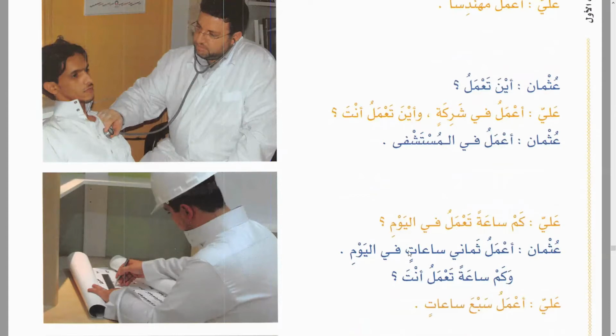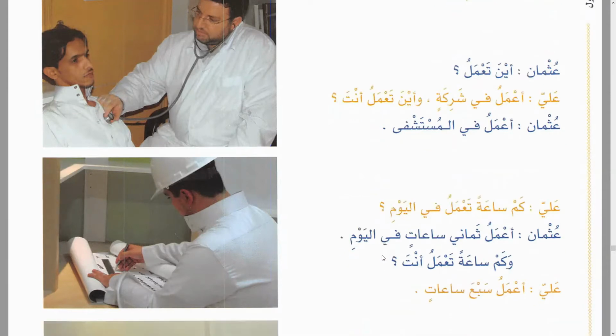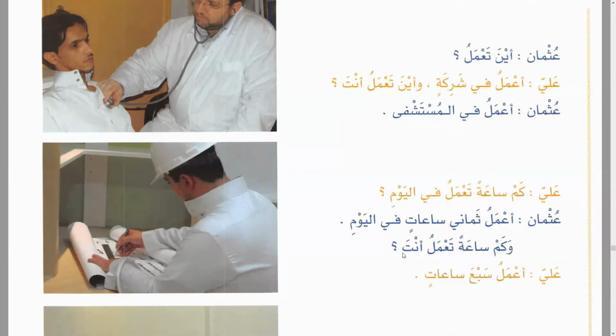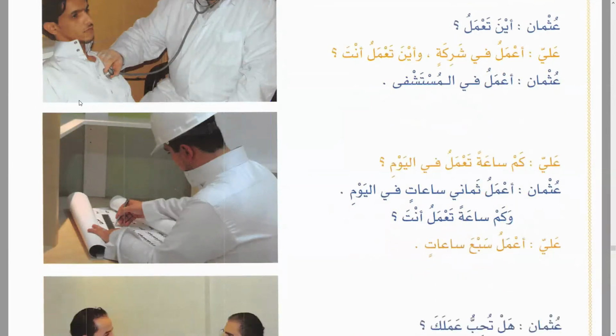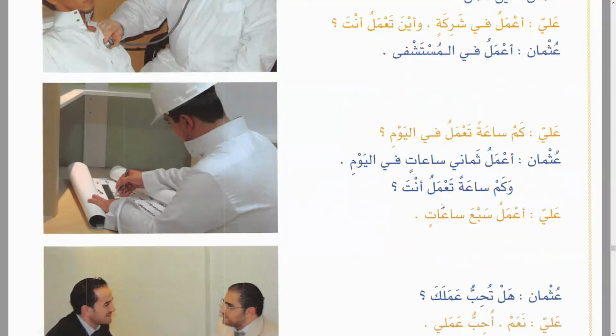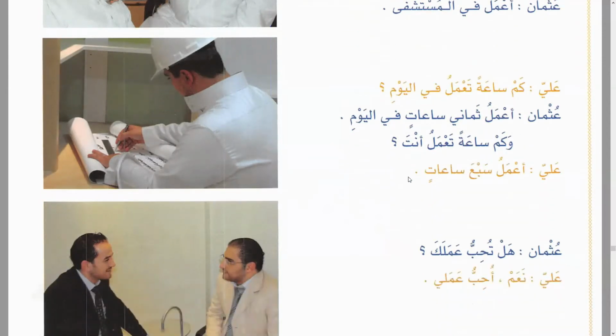8 ساعات في اليوم. وكم ساعة تعمل أنت؟ Right? I work أعمل 8 ساعات في اليوم. I work 8 hours a day. Right? وكم ساعة تعمل أنت? And how many hours do you work? أعمل 7 ساعات. I work 7 hours. I work 7 hours in a day. أعمل 7 ساعات. I work 7 hours a day.